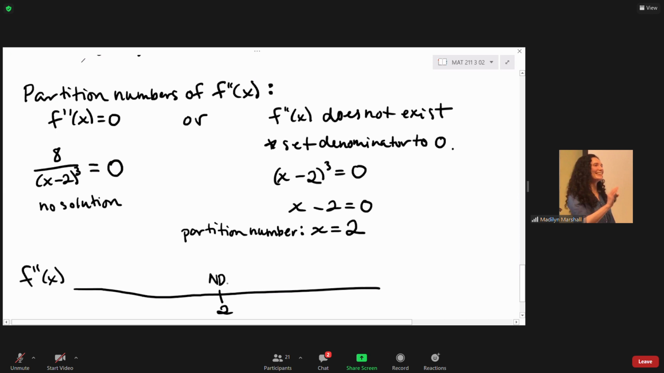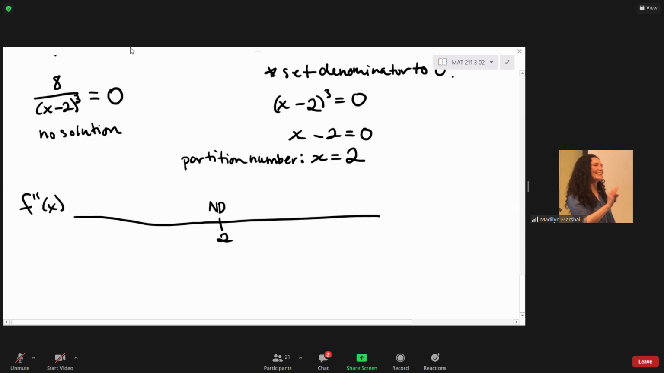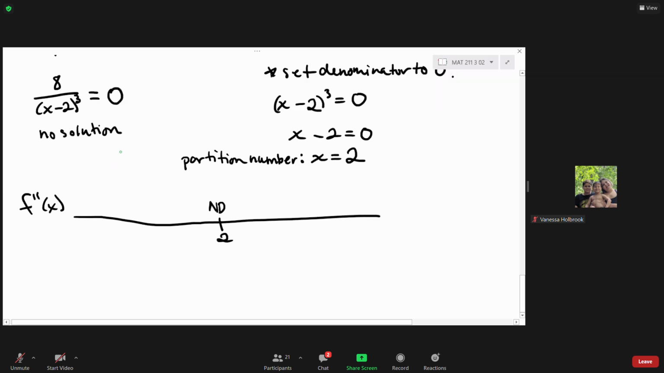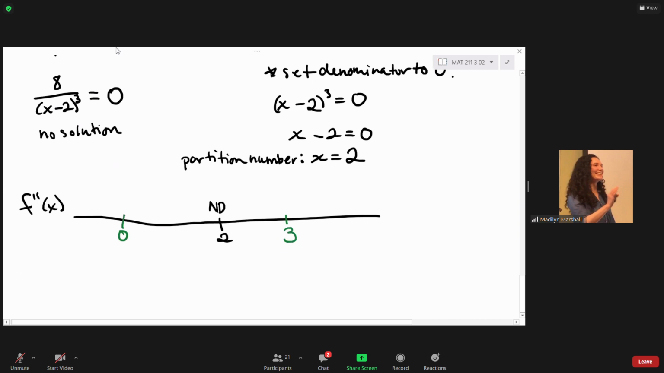The second derivative is not defined at 2. It doesn't exist at 2. Zero and... I didn't hear a second number, but I'm going to say 3. That'll be an easy one to evaluate.